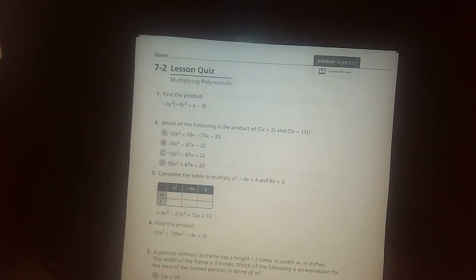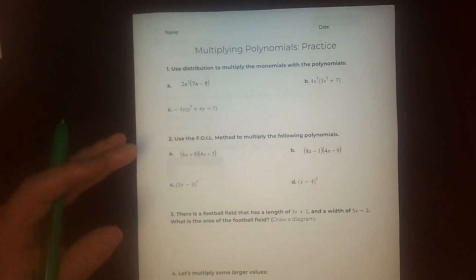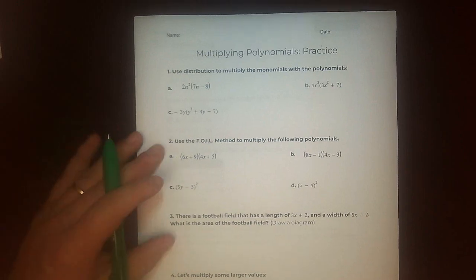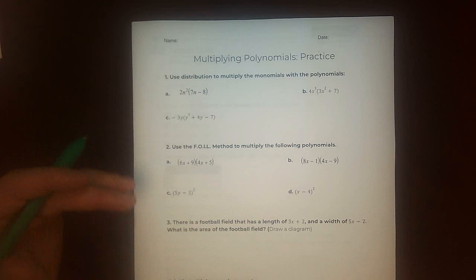Alright, so that is the first page. You'll complete that. So again, you can pause the video now and do that first page if you would like, or you can go ahead and finish the video, then go back to that. Now we're going to go back into multiplying with polynomials. Alright, so we're going to do a couple examples as a reminder.